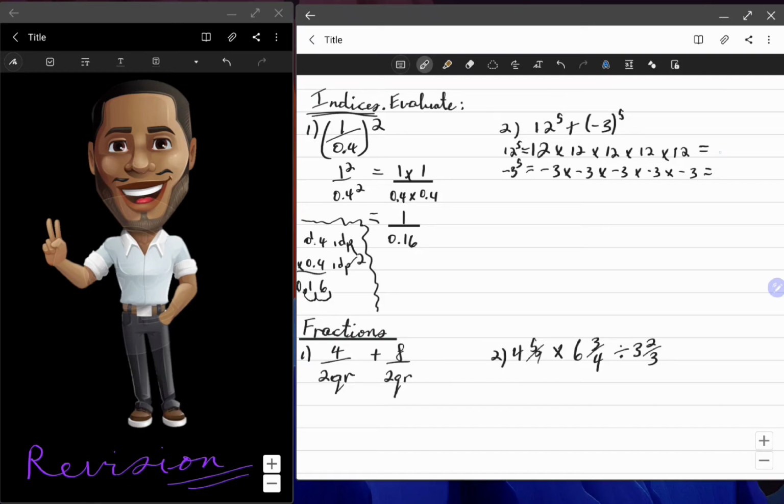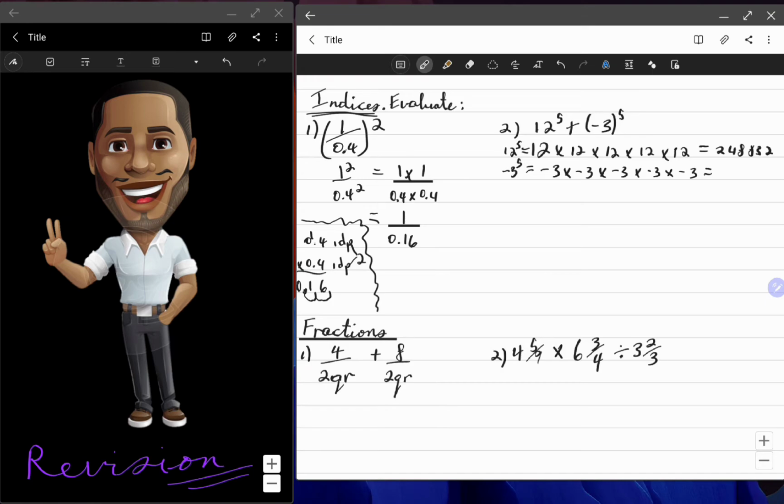So 12 to the 5th power will then equal 248,832. That's a pretty big number. Since we're doing revision, we can just use our calculator to work that out quickly.